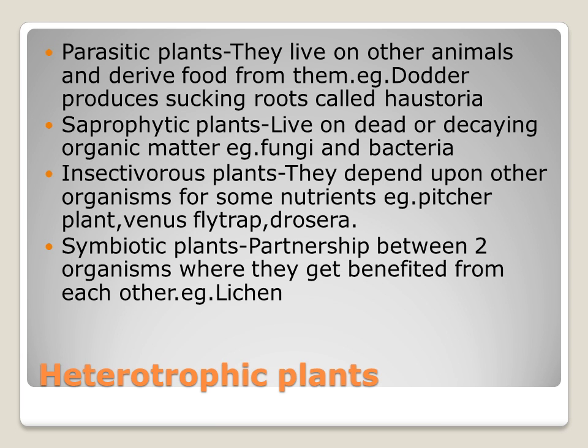Saprophytic plants live on dead or decaying organic matter. Example, fungi and bacteria. Insectivorous plants depend upon other organisms for some nutrients. Example, pitcher plant, Venus flytrap, Drosera. Symbiotic plants, there is a partnership between two organisms where they benefit from each other. Example, lichen. Lichen is a combination of algae and fungi.